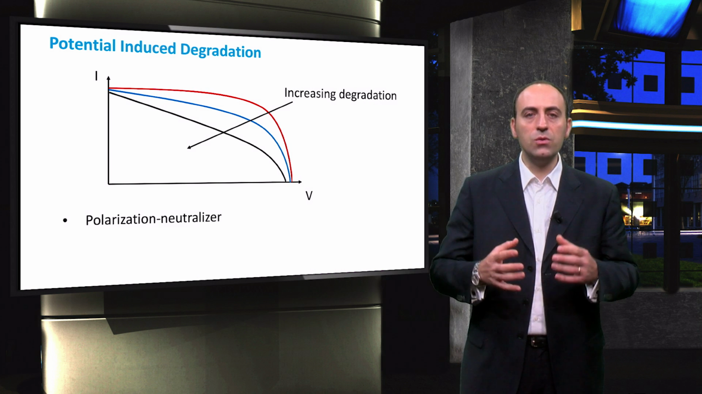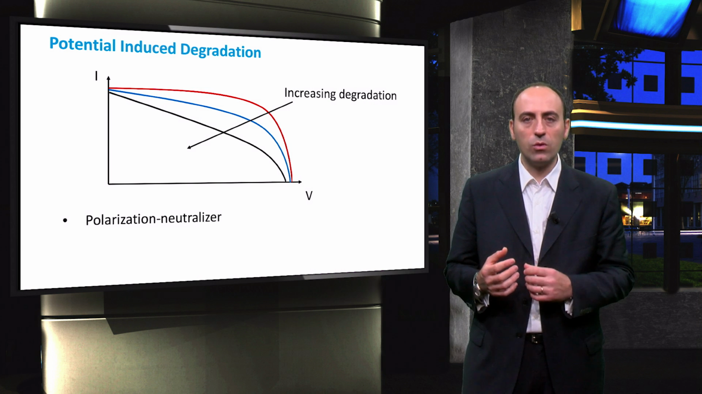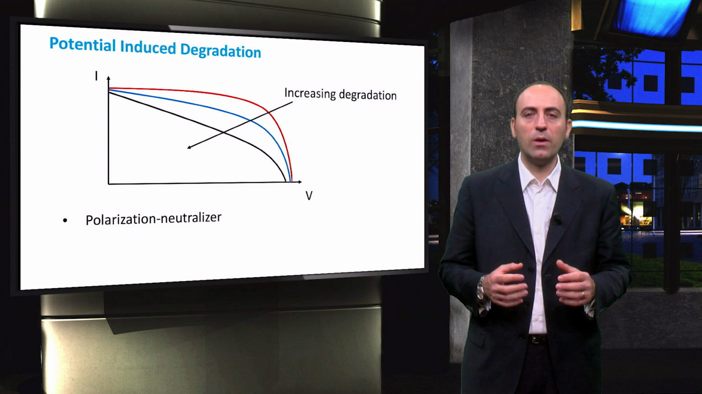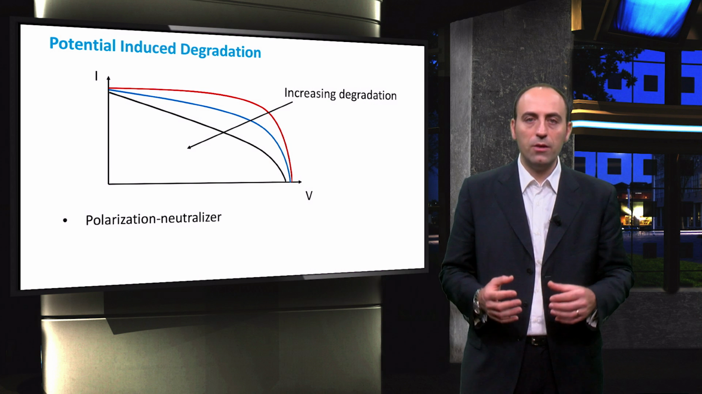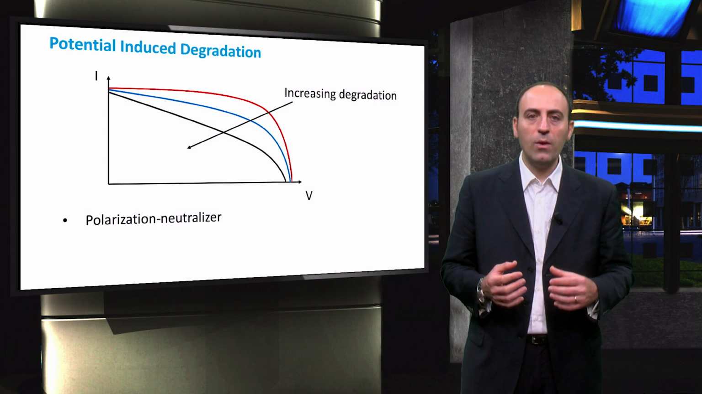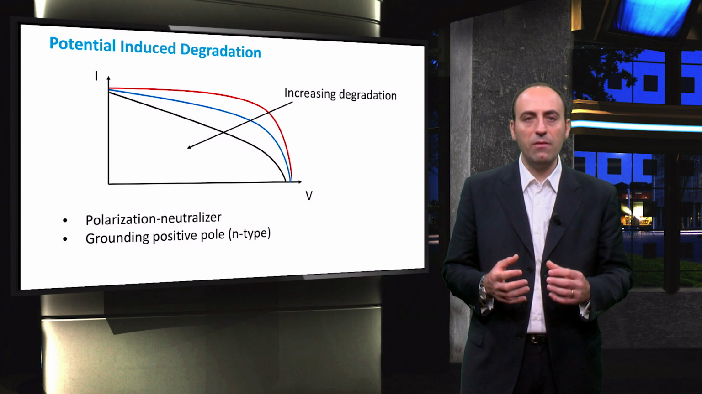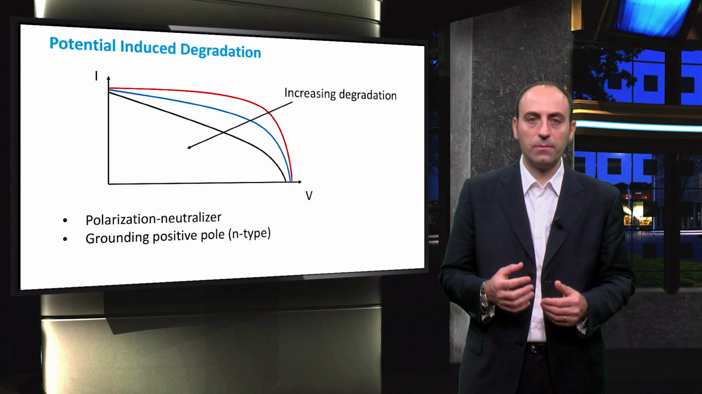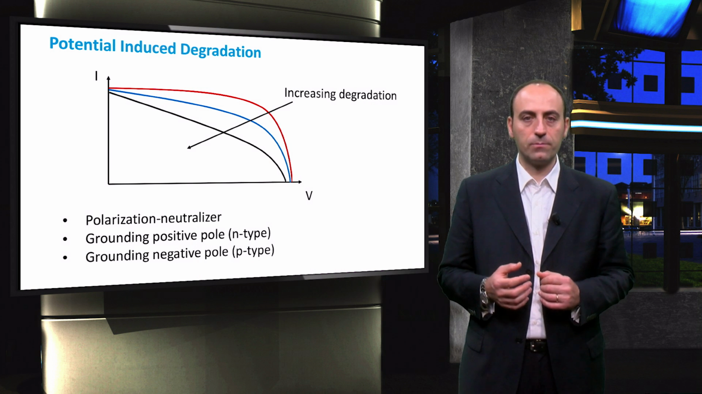There are different ways of reducing the PID. One method is to use a polarization neutralizer that applies a reverse voltage to the affected pole overnight. This solution is preferred when the array cannot be grounded because of the inverter chosen. If grounding can be performed, we have to differentiate between two cases. If the wafers of the PV panel are N-type, then the positive pole should be grounded. On the other hand, if the cells are of P-type, the pole to the ground is the negative one.